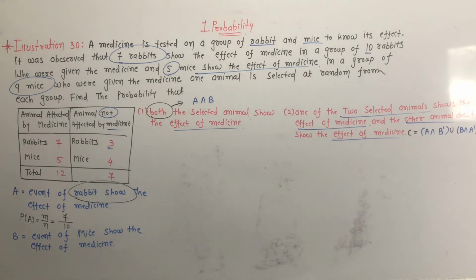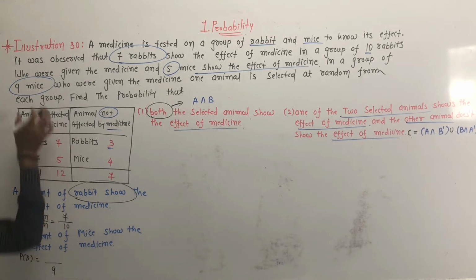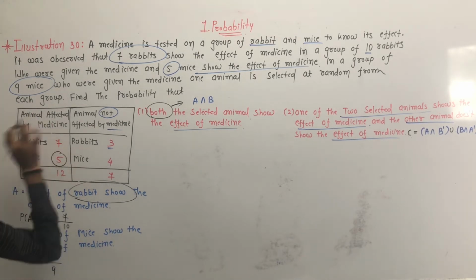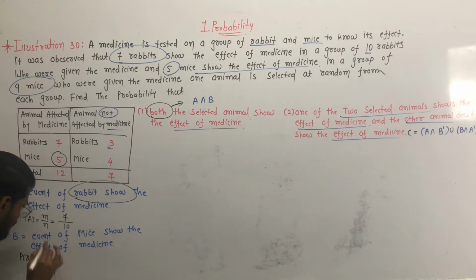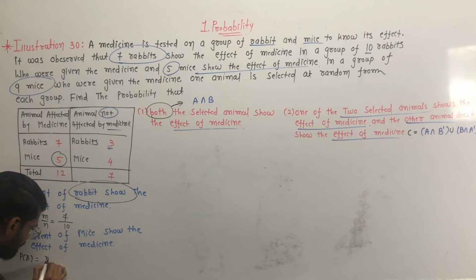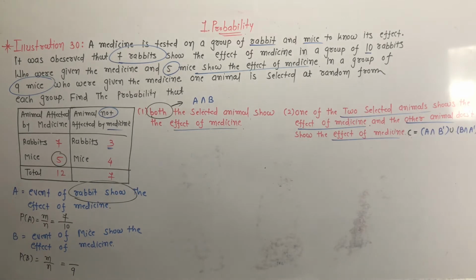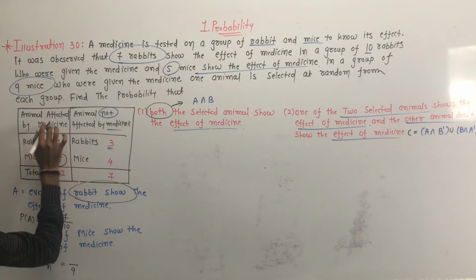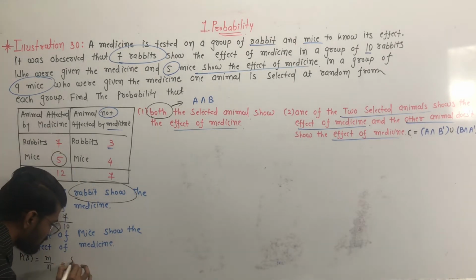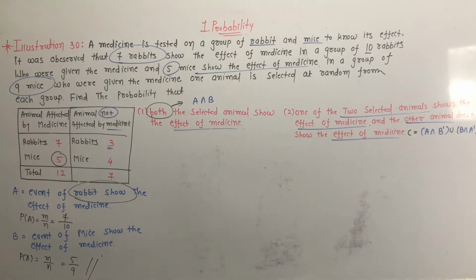Clear? Okay, now probability of event B. Event B is that the mice show the effect of the medicine. How many total number of mice? 9. But out of these 9 mice, only 5 mice show the effect of the medicine. So P of B is equal to M by N, where N is equal to 9, and out of this 9 only 5 mice show the effect of the medicine. So M is equal to 5. Yes, this is the probability of P of A and P of B.